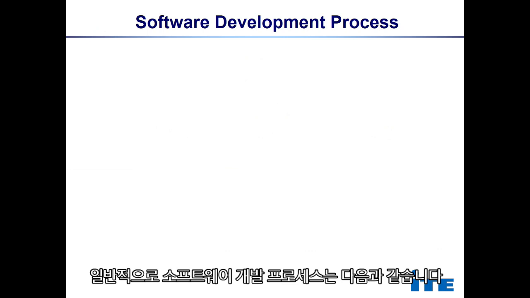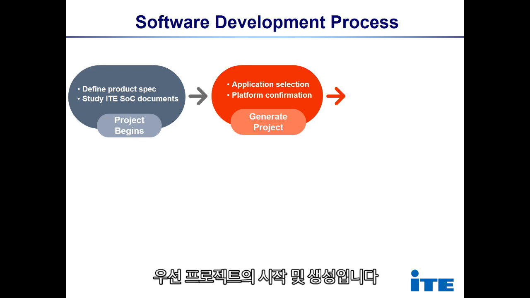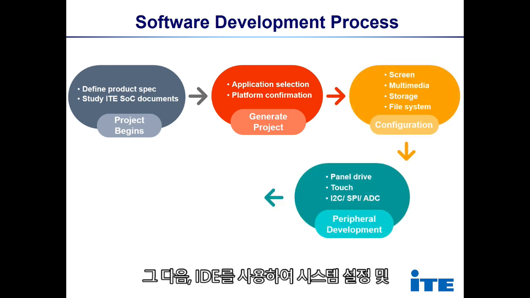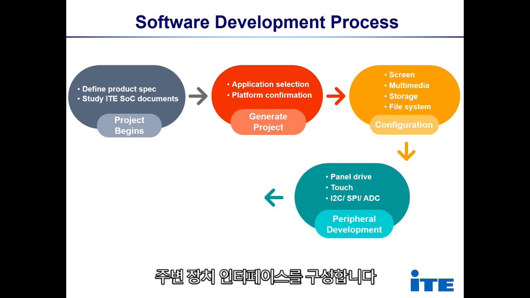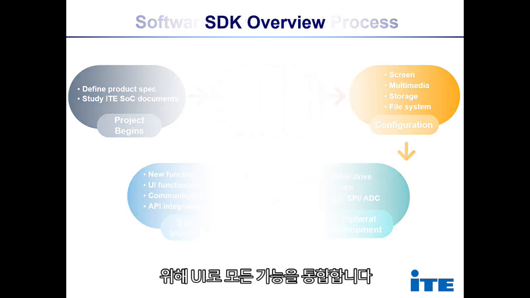Generally, the process of software development is as follows. First, the starting up and the generating of the project. After that, system settings and peripheral interface configuration can be easily done by using our IDE. This is the core process of the software development. Finally, you can integrate all functions with UI for further system testing.